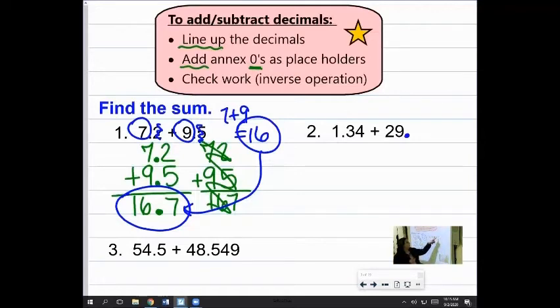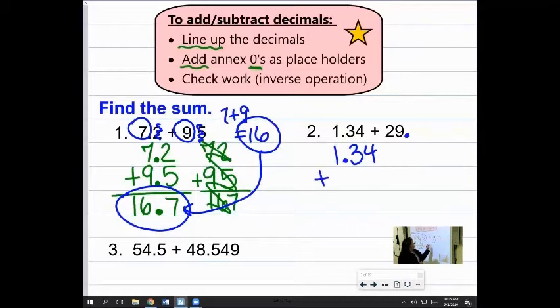So let's go ahead and line these up. Again, it doesn't matter which one you put on top. If you want to put the one that has a greater value on top, that's fine. Or if you want to put the one with more digits, like I said, in addition it does not matter which one you put on top of the other number. I'm just going to put it in the order that I see it. 1.34, or we say that as 1 and 34 hundredths.